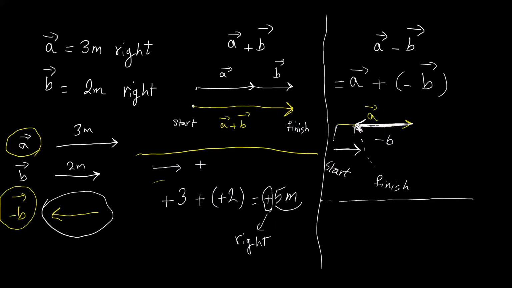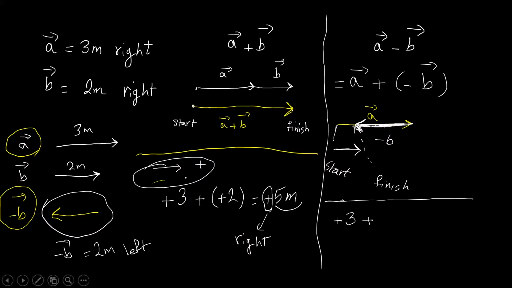Or I can do it this way: A plus minus B. If I say again right side as positive, A equals 3 meters to the right, so it means plus 3. Plus minus B actually is the same size as B, but opposite direction. It means minus B actually is 2 meters to the left.